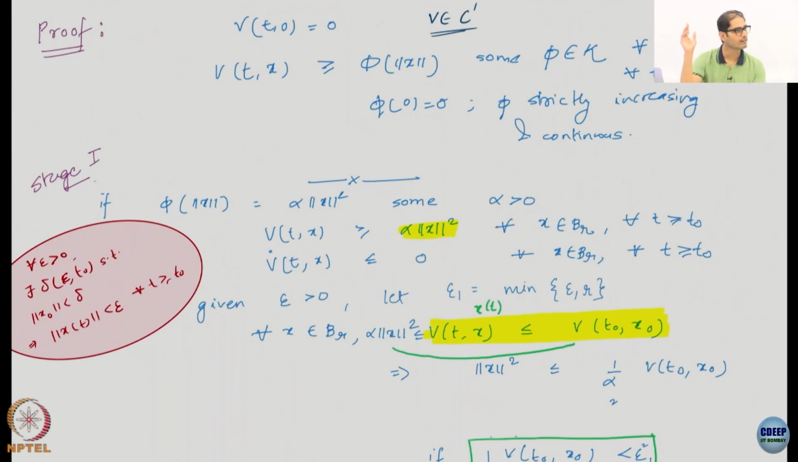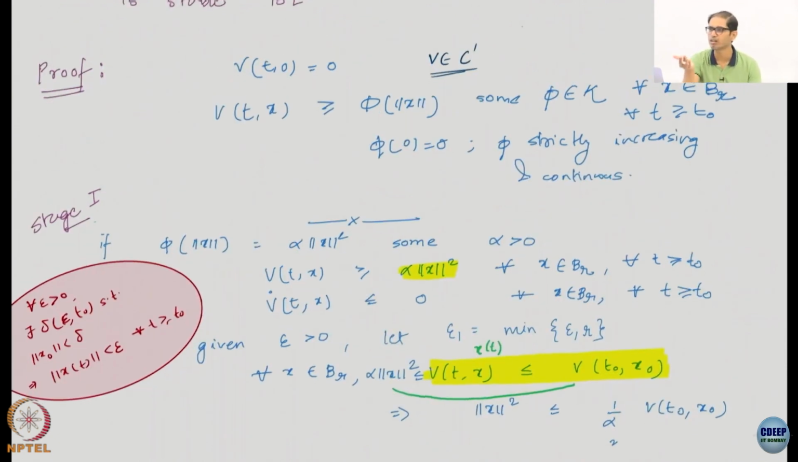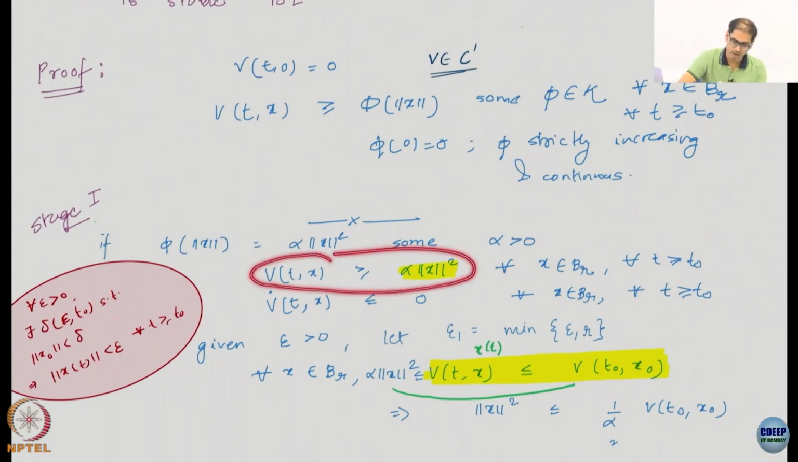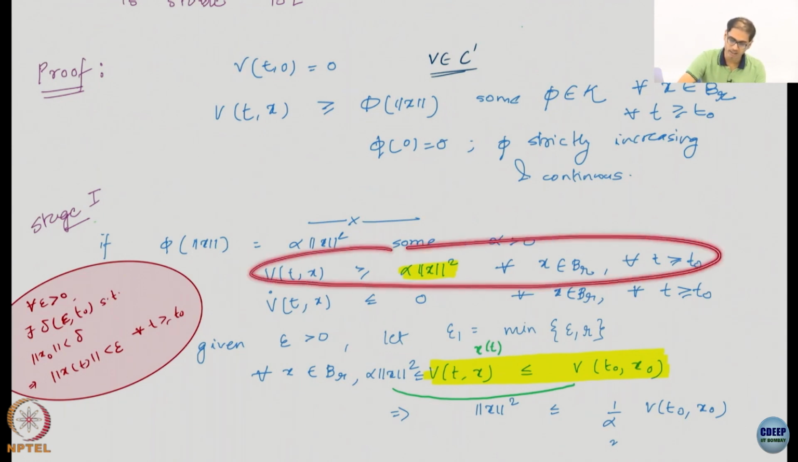Suppose this is the case, then how can I do the proof? Because this will give me a nice hint on how to do the proof for the general case also. So I am saying that V(t, x) is greater than or equal to alpha norm x squared for x lying in this ball Br, and for all time. This is the positive definiteness condition, right? This is just the positive definiteness restated for the simpler class K function.